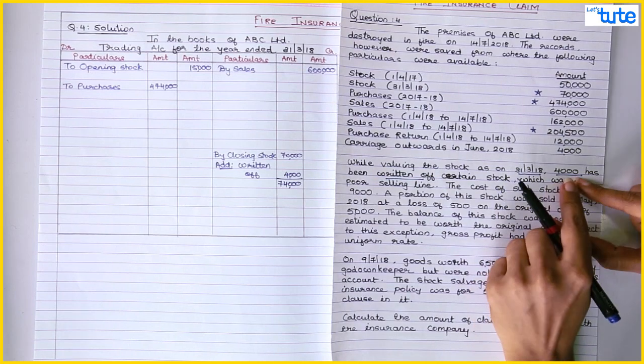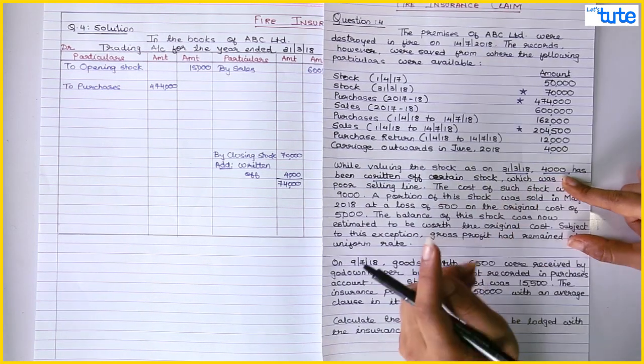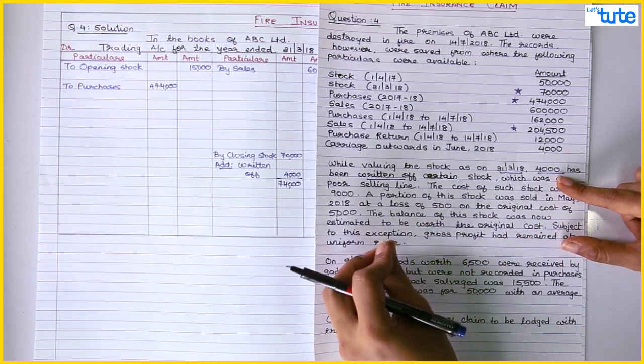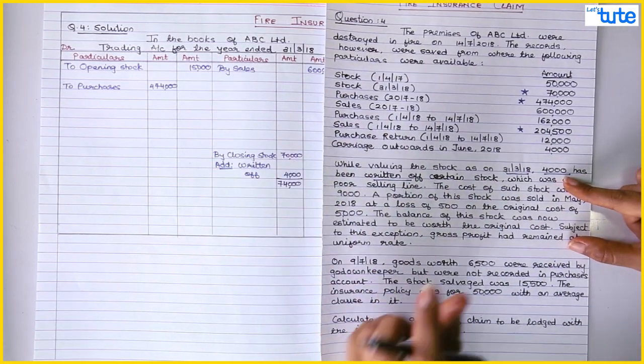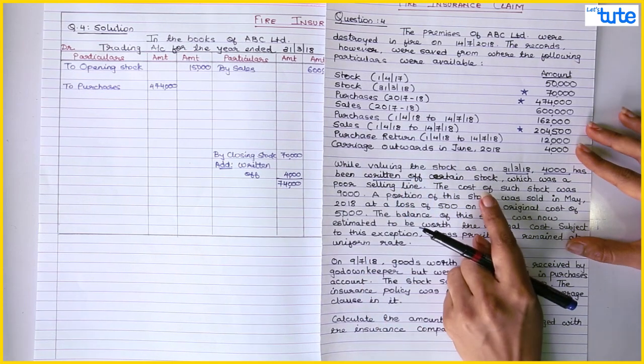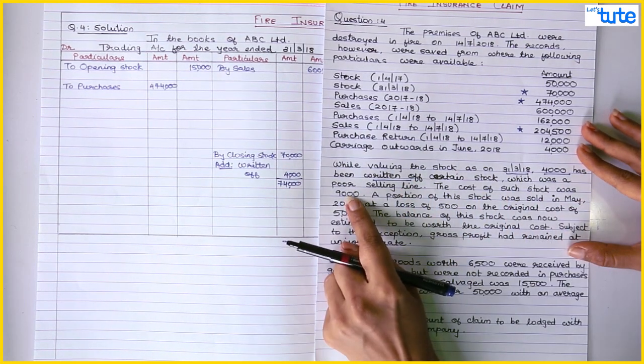So what we did, we just added back what is written off. If they say 30,000 is written off, you add back 30,000. If they say 3,000 is written off, you add back that 3,000. So that was written off. The cost of such stock was 9,000.